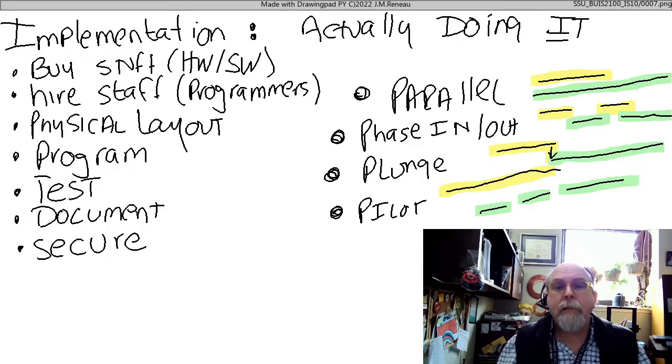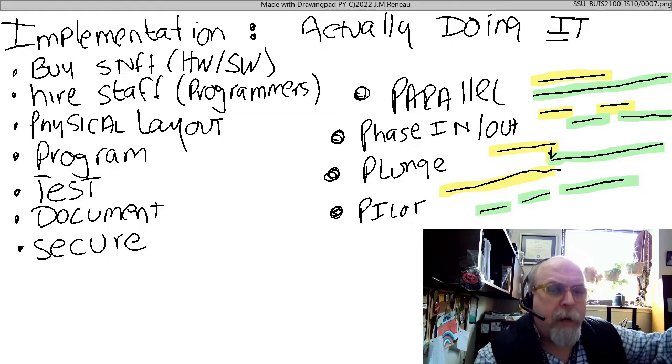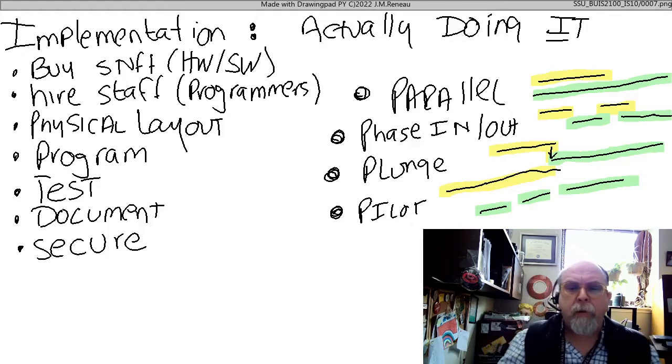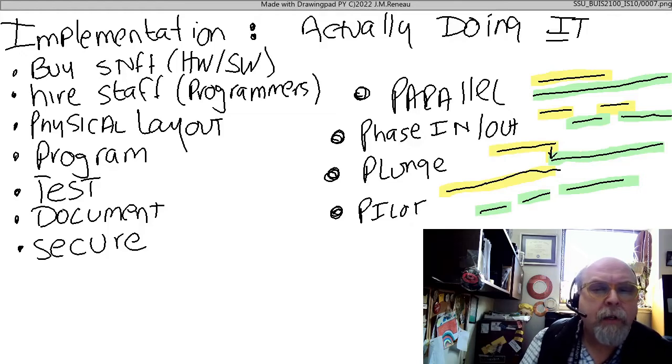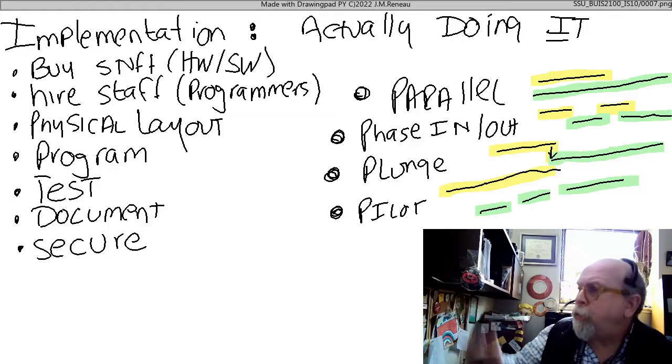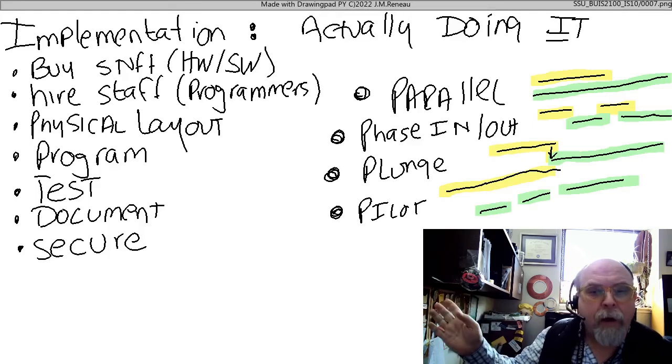And then lastly, the fourth way to implement a system is to pilot the system. A pilot would be, well, we've got this old system. We've got this office over here in, I don't know, the Columbus office. Let's let the Columbus office use the new software. Let's switch them over, see how it goes.